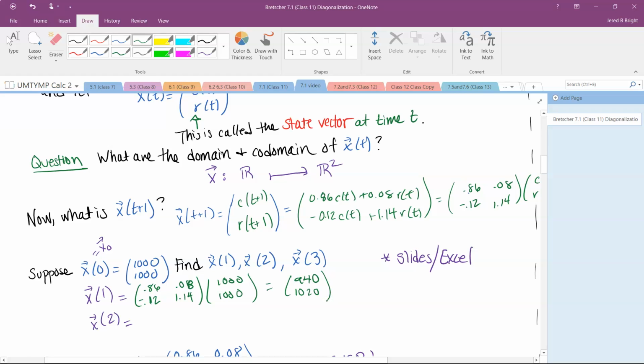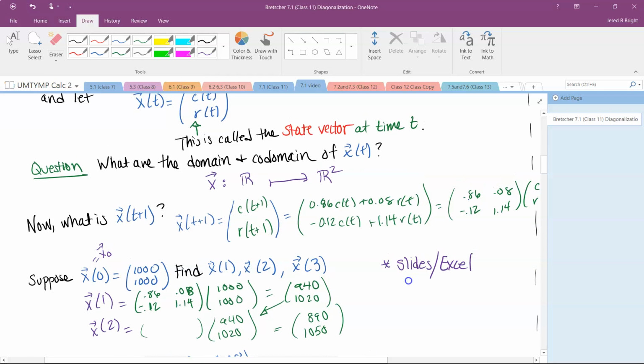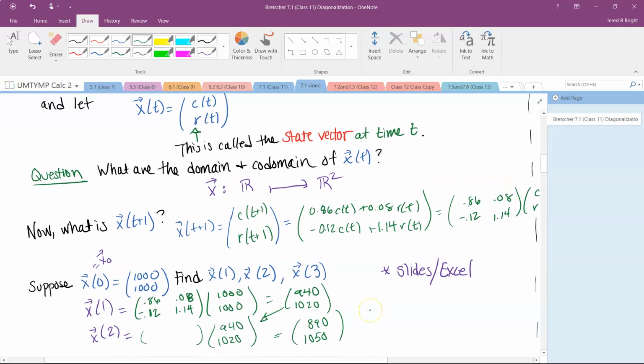For x2, if you do that same process, you would use the same matrix and then times 940 and then 1020, because that's our new population, right? So when you do this, I got 890 and then 1050. Okay, and so now I haven't done x3. We could do that, but I do want to take a moment to look at an image of what it would produce.